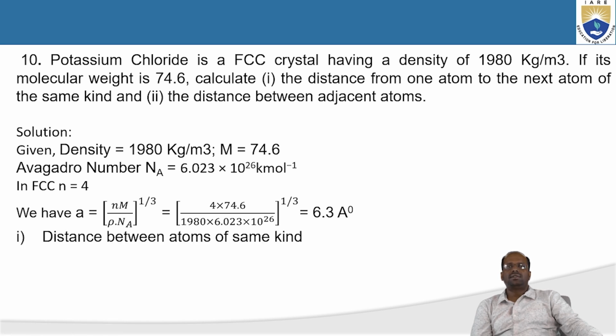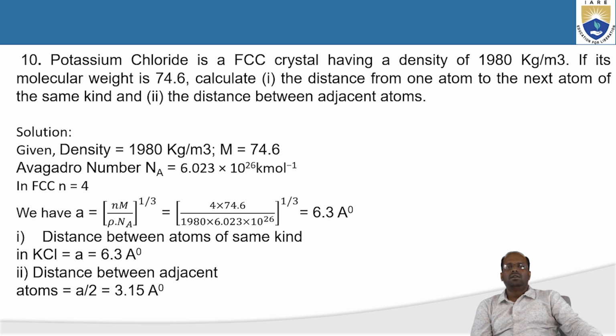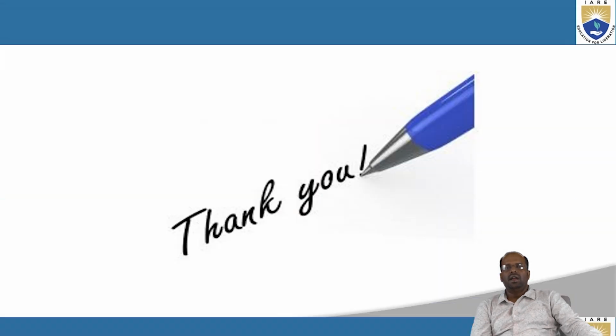So here they are asking the distance between the atoms of the same kind. So in potassium chloride, that is equal to 6.3 angstrom. The distance between the adjacent atoms has the formula r is equal to a by 2. So a by 2 means half of the value. Same kind means 6.3, different kinds means divided by 2, half of the value. So that is 3.15 angstrom.